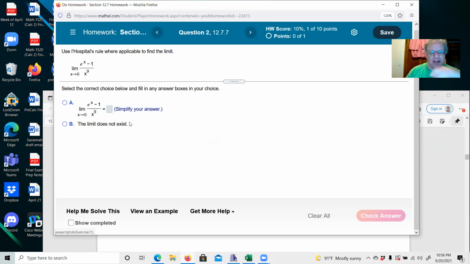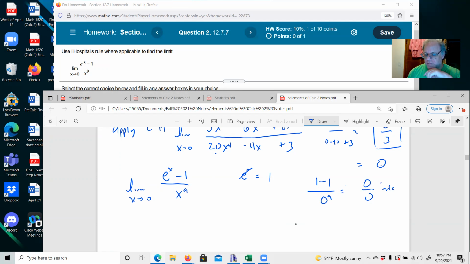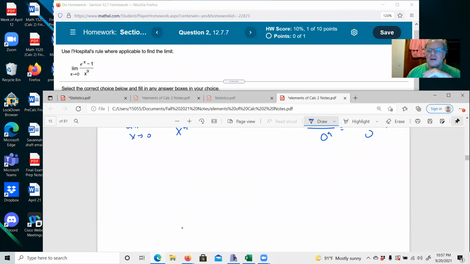Okay. We have e to the x minus 1 over x to the 9th, and we want to take the limit as x approaches 0. Well, e to the 0 is 1, so we have 1 minus 1 over 0 to the 9th. That's going to be 0 over 0. This is indeterminate. Okay, so let's take our derivative.